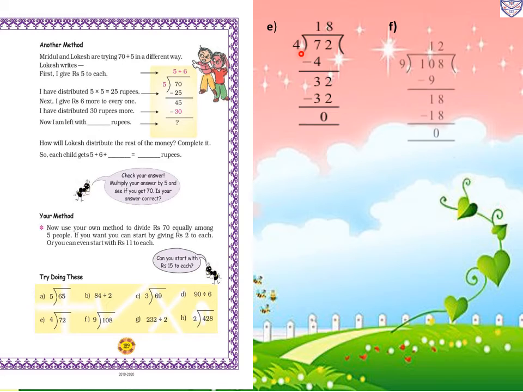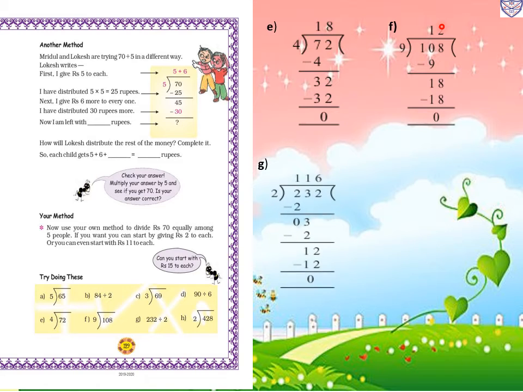Now next, 108 divided by 9. So first we will take 2 digits, 10. In 9 table 10 will not come. So we will write 9 ones are 9. So 10 minus 9 we will get 1. And 8 we will carry down. It will become 18. So 9 twos are 18. So 18 minus 18 we will get 0. So our answer is 12.